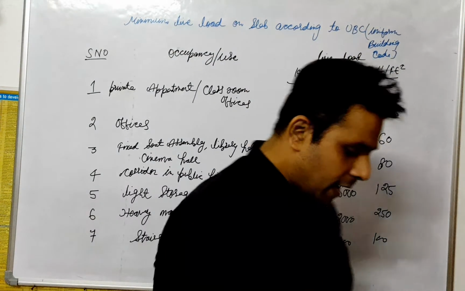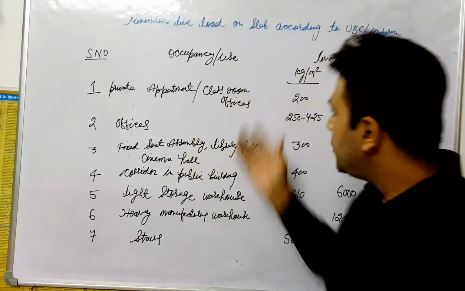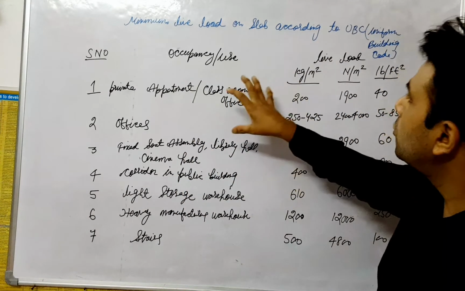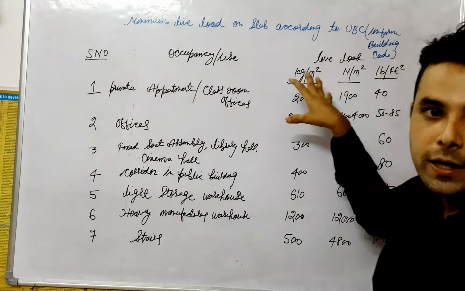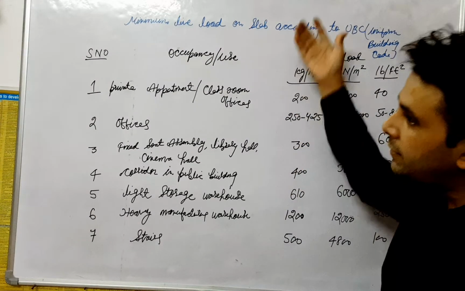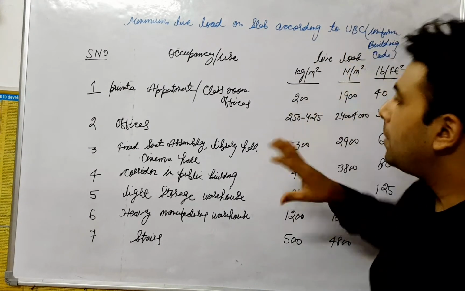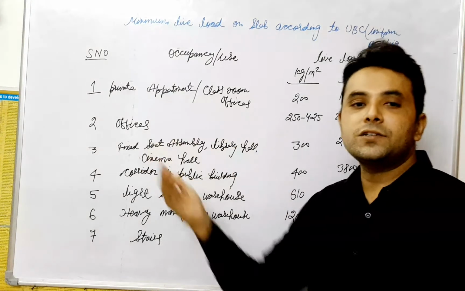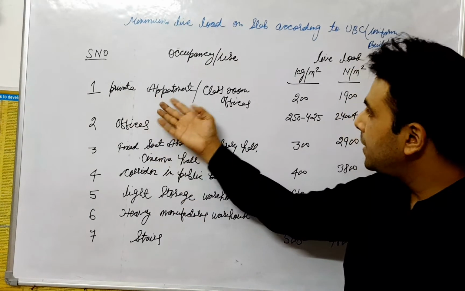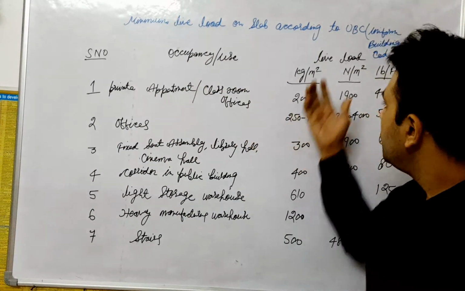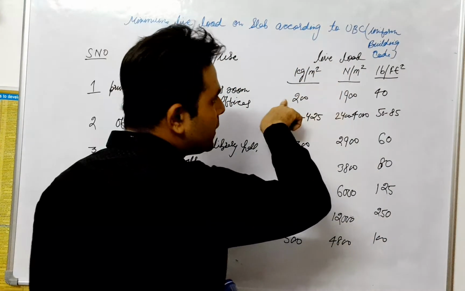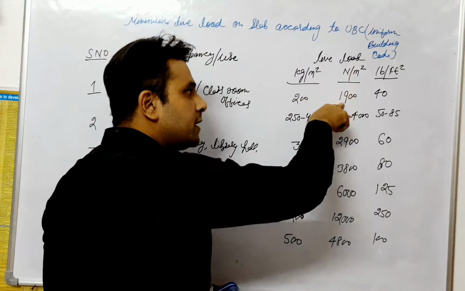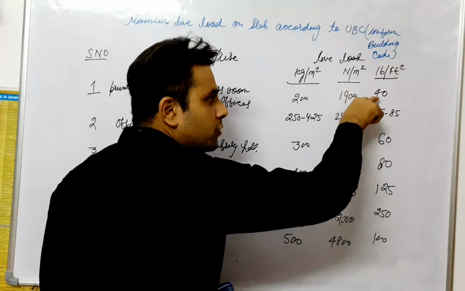So friends, these are the values to find out the minimum live load on slab according to Uniform Building Code. In code also this value is given, and you have to remember this value while designing any constructions like private apartment. In the case of classroom, you have to take the value of live load in kilogram per meter square as 200, Newton per meter square is 1900, and pound per square feet is 40.